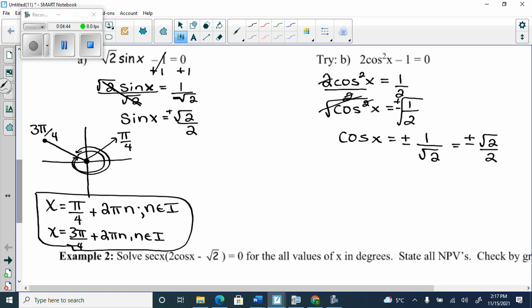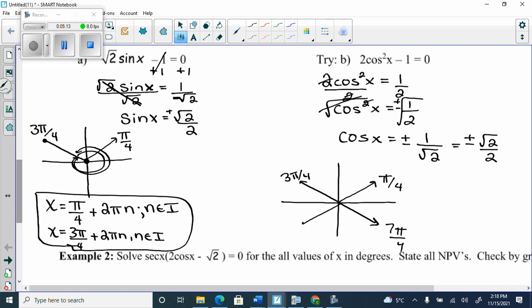So, because we need the 2 spots where cos is positive root 2 over 2 and the 2 spots where cos is negative root 2 over 2. Well, where are the 2 spots where cos is positive? 7 pi over 4 and pi over 4. And then where are the two spots where cos is negative root 2 over 2? 3 pi over 4 and 5 pi over 4, yeah.